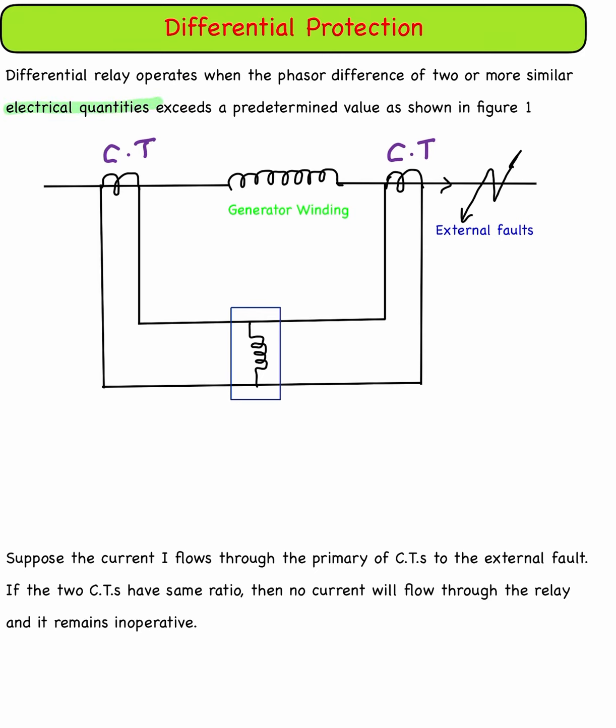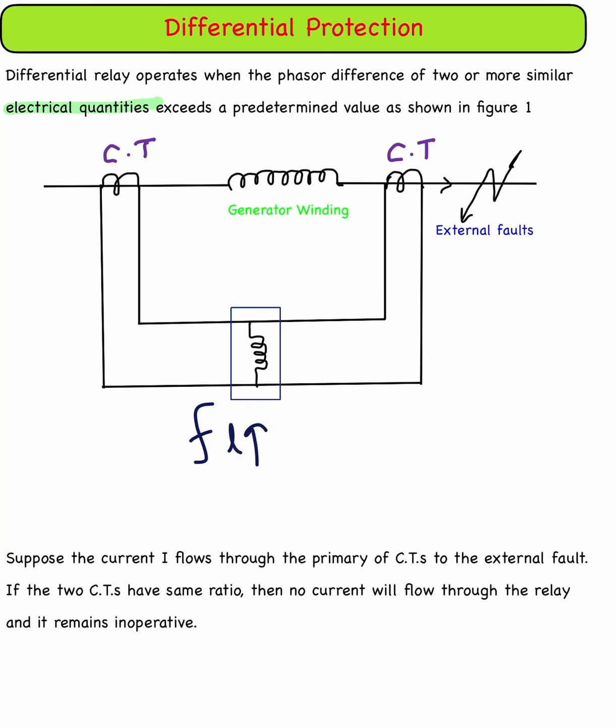So the differential relay operates when the phasor difference between the two similar electrical quantities, means the voltage or current, exceeds a predetermined value, then the differential relay operates. Okay, so here you can see the figure, that is figure number 1.